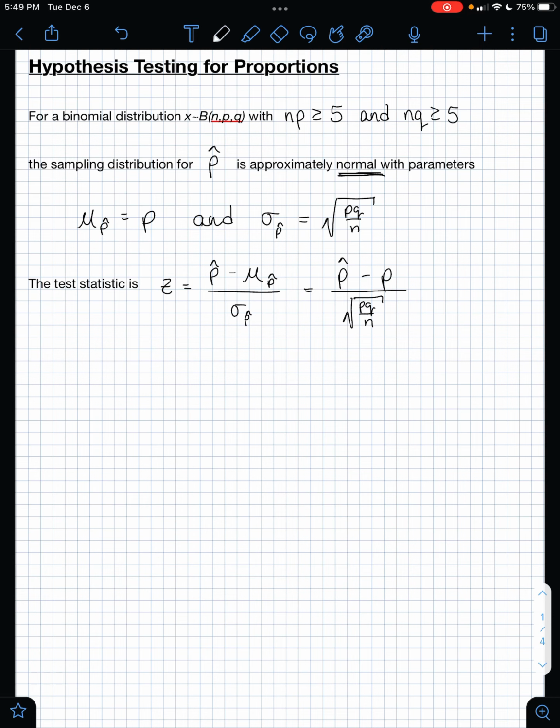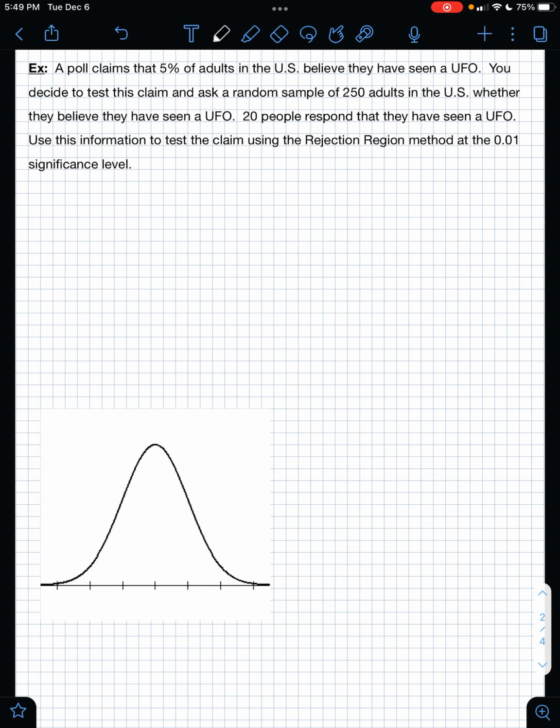So let's look at some examples. For this first example, a poll claims that 5% of adults in the United States believe they have seen a UFO. Suppose you decide to test this claim, and you ask a random sample of 250 adults in the United States whether they believe they have seen a UFO or not. 20 people respond that they have seen a UFO. So using this information, we're going to test the claim using the rejection region method at the 0.01 significance level.